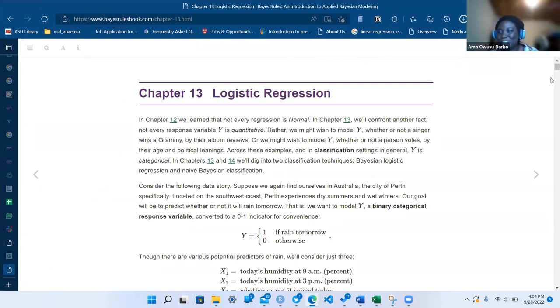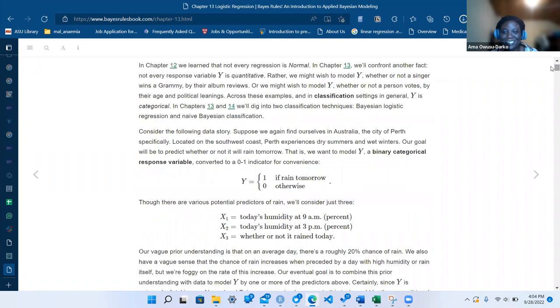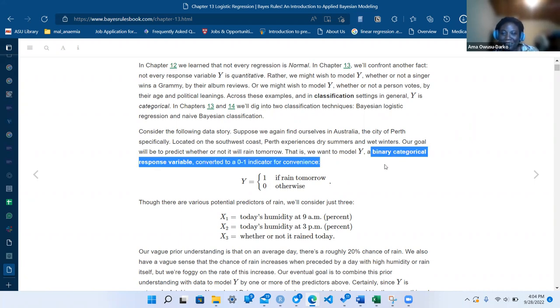So I think in the beginning, it talked about what we are going to try to solve: cases where our response variable is binary and categorical. So here it says it's zero or one, like one if it rains tomorrow, and zero otherwise. Here are our predictors: today's humidity at 9 a.m., today's humidity at 3 p.m., and whether or not it rained today. Different from what we've learned in the normal and the negative binomial, we are looking at this binary response variable.